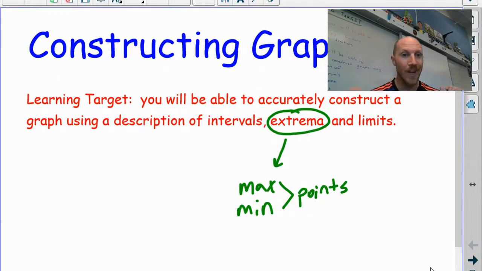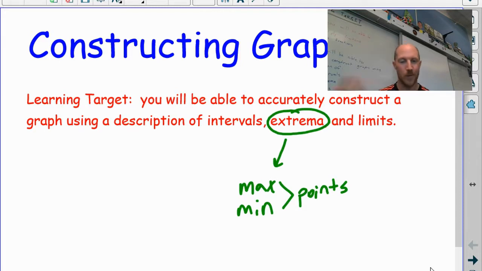Well, hello, pre-calculus. Today, we're going to conclude our intro to calculus notation by looking at constructing graphs. So what's going to happen here is we're going to reverse roles. Rather than me giving you the graph and you giving me the description using whatever type of notation, I'm going to give you the description, and you're going to use those descriptions to create the graphs.